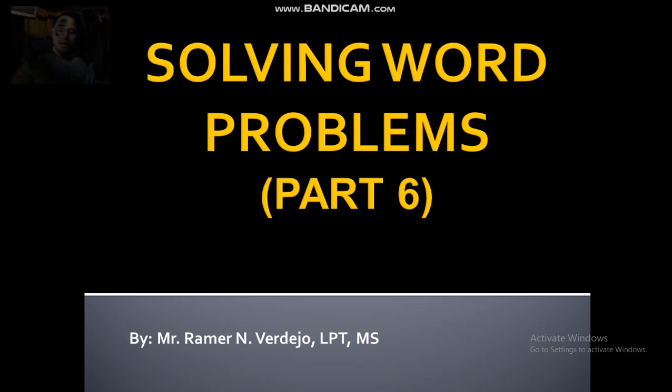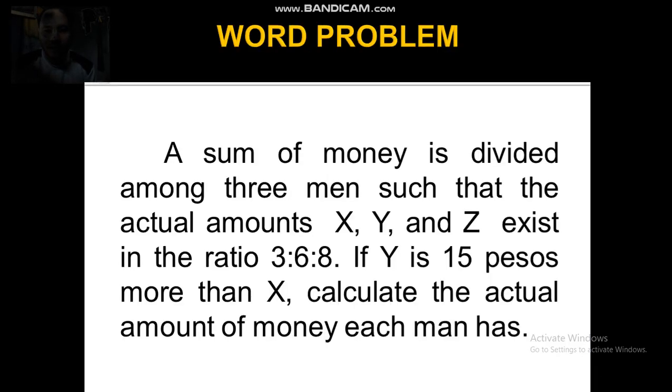Today, I'm going to discuss how to solve this sixth word problem in math. This is the word problem. This is related to ratio and proportion. The word problem states that a sum of money is divided among three men such that the actual amounts X, Y, and Z exist in the ratio 3, 6, and 8. If Y is 15 pesos more than X, calculate the actual amount of money each man has.